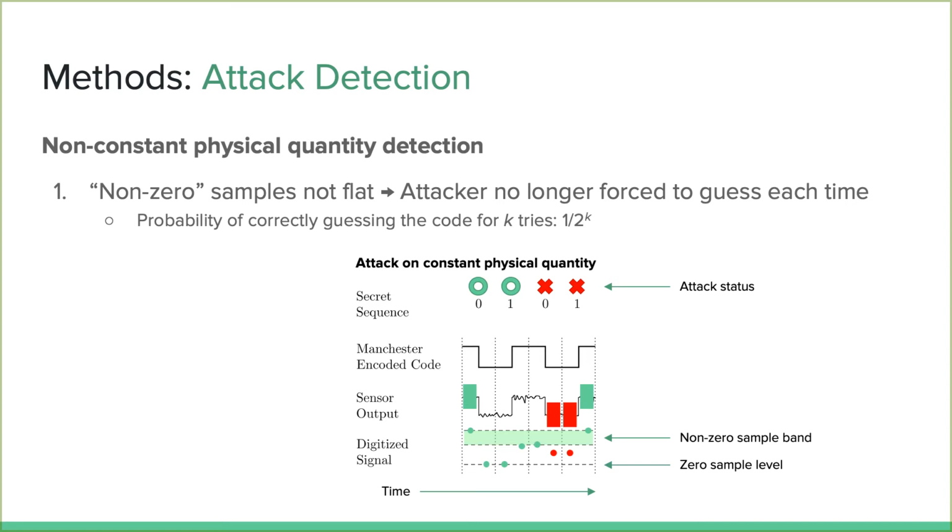So essentially now the attacker can tune how many times they want to try inserting EMI into the system. And if they try k number of times per measurement, they have a 1 out of 2 to the k chance of getting the whole measurement right, because they have a 50-50 per bit of guessing the right time to put the EMI in.